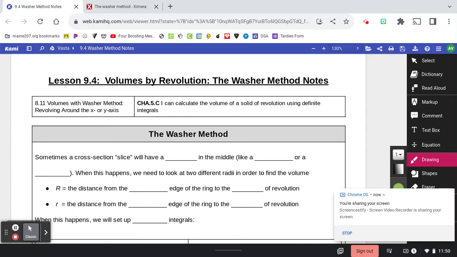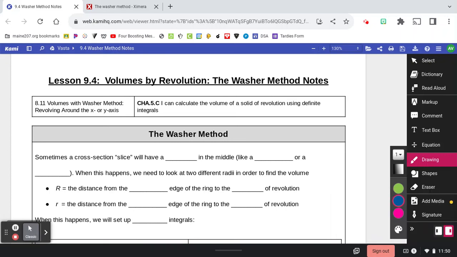Hi everybody. So in today's video, I'm going to be going over the ideas from lesson 9.4, which is still about finding volumes by revolution. So we're still going to be revolving things to find a volume, but this method is what's called the washer method. Our learning target for today is I can calculate the volume of a solid of revolution using a definite integral. And today we're going to focus on doing that using a new method called the washer method.